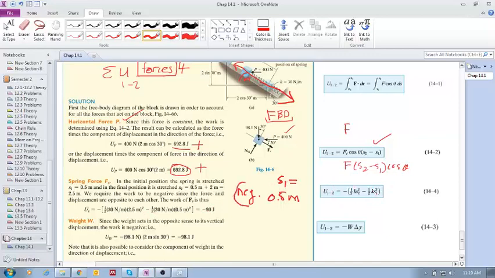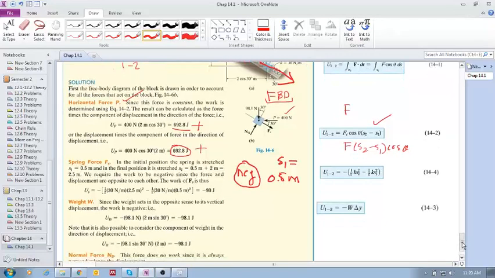That's exactly what we were expecting. We were expecting negative work. All right. Now let's look at weight.